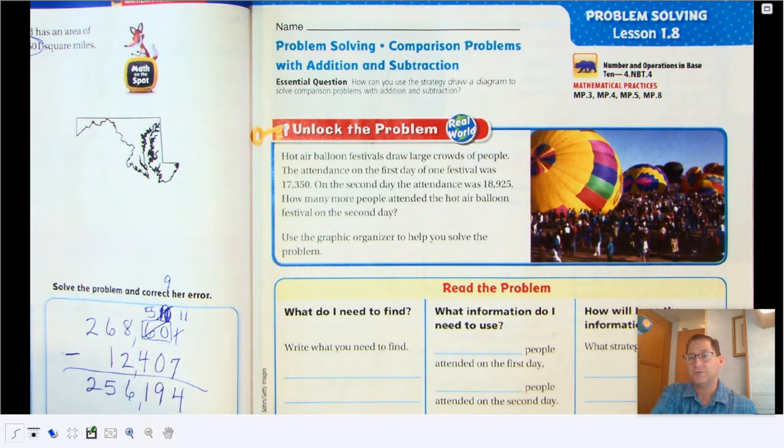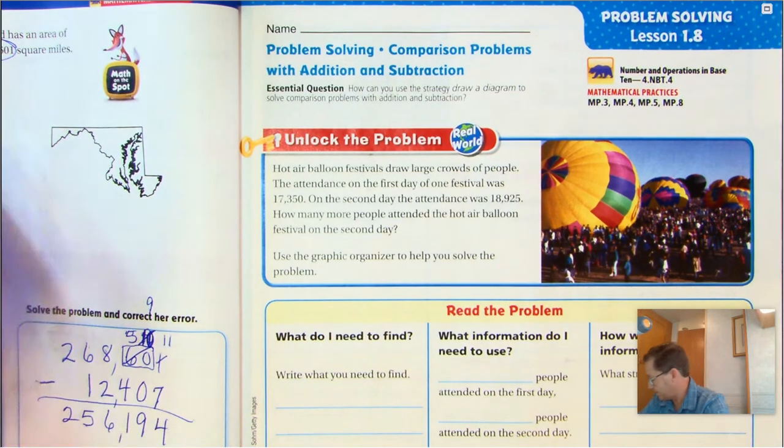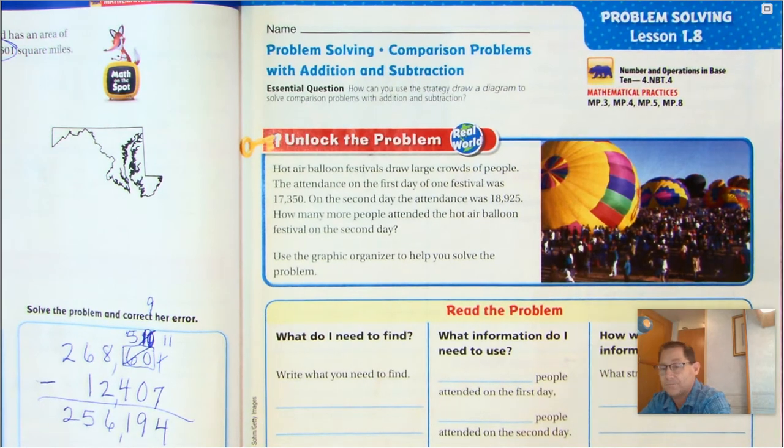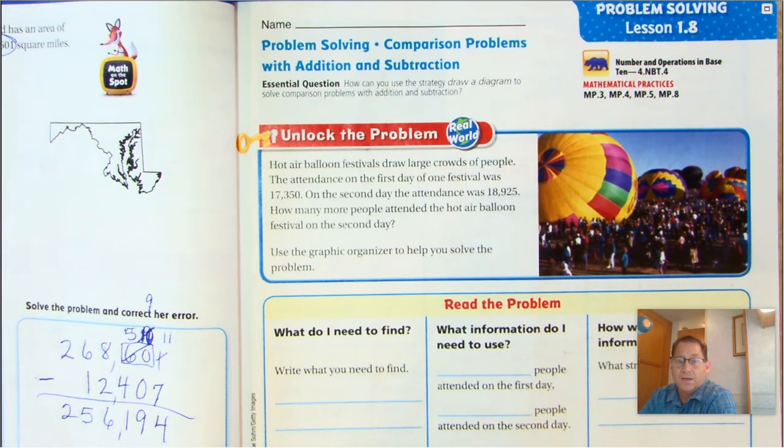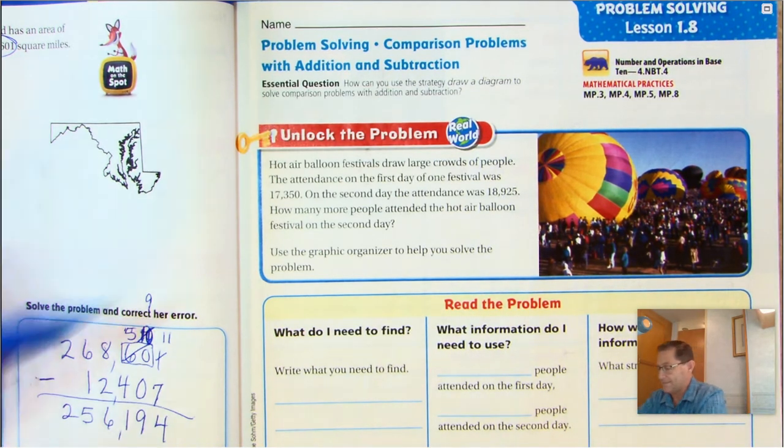Okay, we're going to continue our math lessons with lesson 1.8, problem solving on page 35 of your Go Math textbook. So today we're going to be using comparison problems with addition and subtraction. And our essential question is, how can you use the strategy draw a diagram to solve comparison problems with addition and subtraction? So let's do some practicing on this.